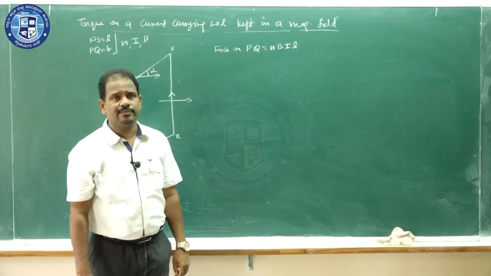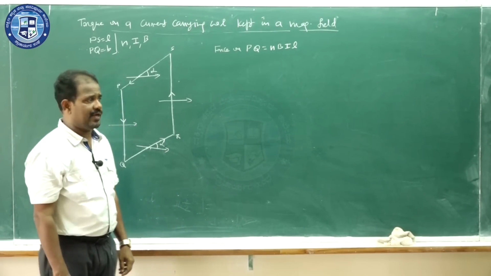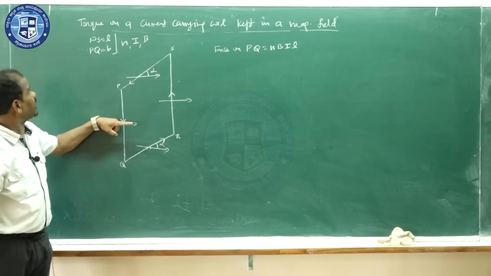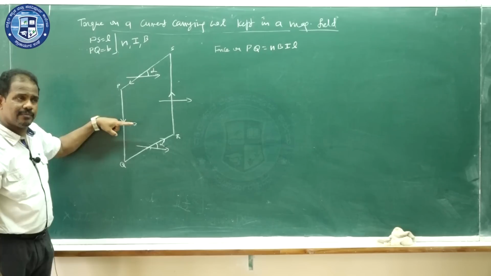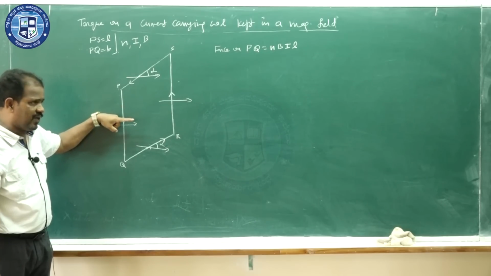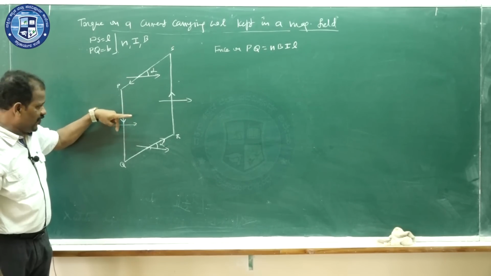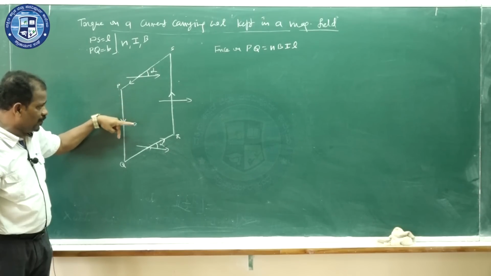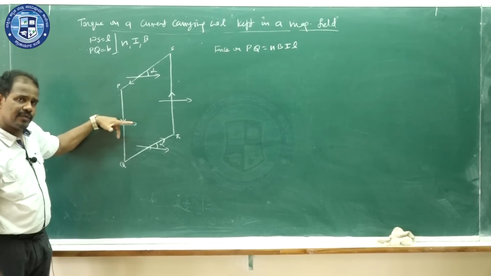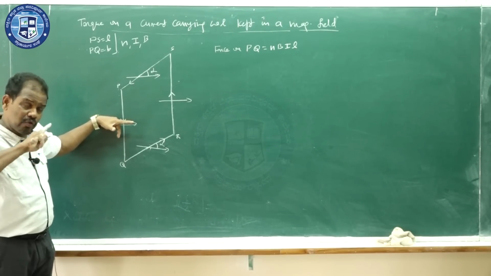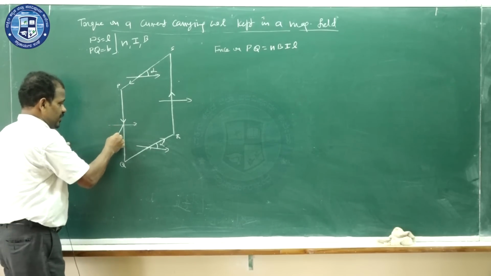Fleming's left hand rule. What does Fleming's left hand rule say? Four fingers show the direction of magnetic field. Middle finger shows the direction of current. Here the current is coming down. Then the thumb shows the direction of force. It is towards the observer, towards you. So this is the direction.